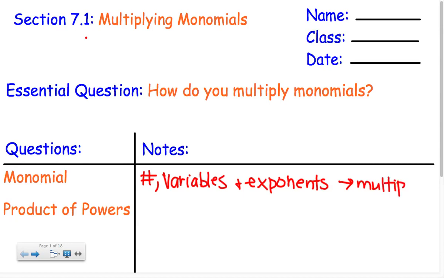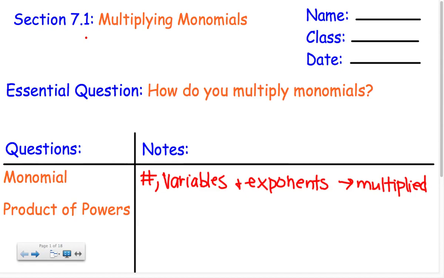Now there are a few rules with monomials. The biggest one is that you can't have any negative exponents. You can only have positive exponents. You may have just a number. You might have a number and a variable. You might have a number and a variable and an exponent. So there's different combinations that all make up a monomial.